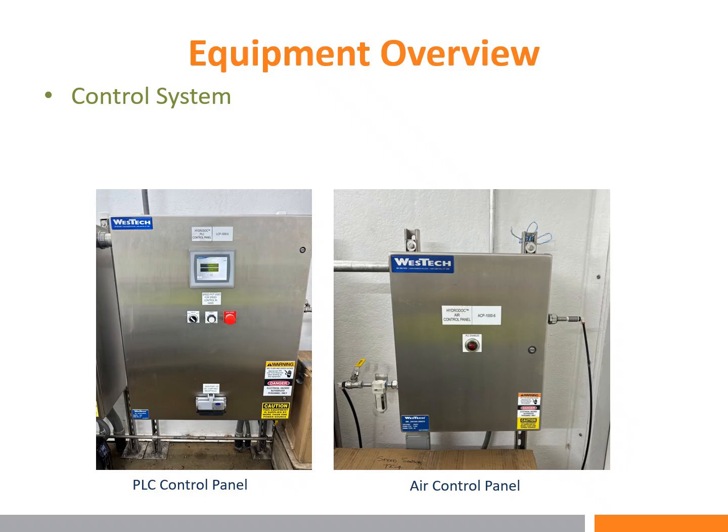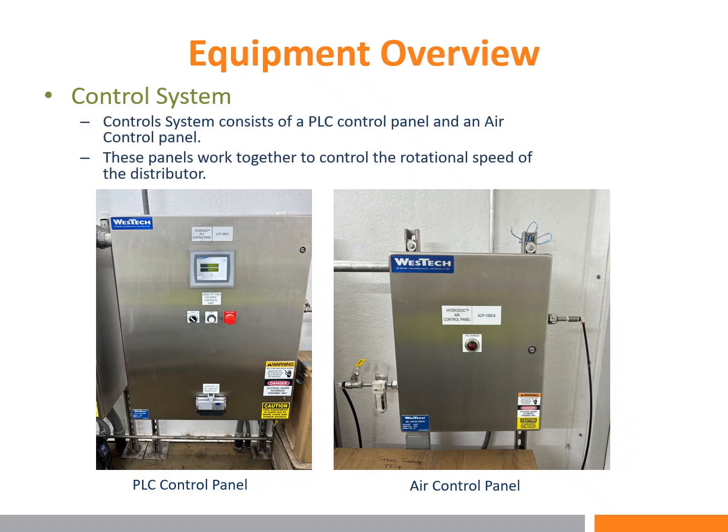The control system. The control system consists of a PLC control panel and an air control panel. These panels work together to control the rotational speed of the distributor. On the left is the PLC control panel. On the right is the air control panel.